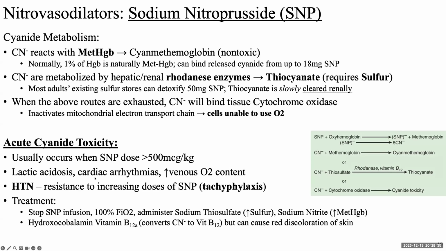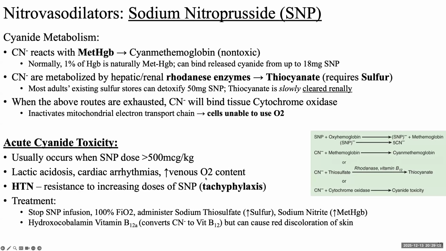You might see cardiac arrhythmias, again, probably due to overall ischemia. The heart doesn't like ischemia, right? And that's one of the causes of arrhythmias. And another hallmark, this is one you should definitely know for boards, is that when we have cyanide toxicity, we'll actually see an increase in venous O2 content.